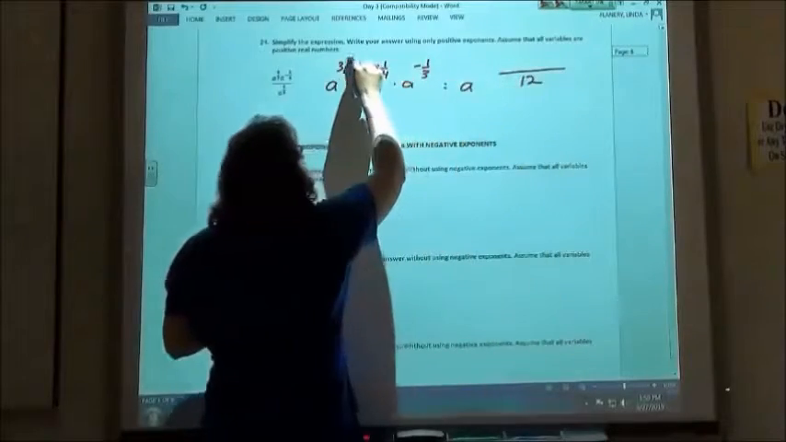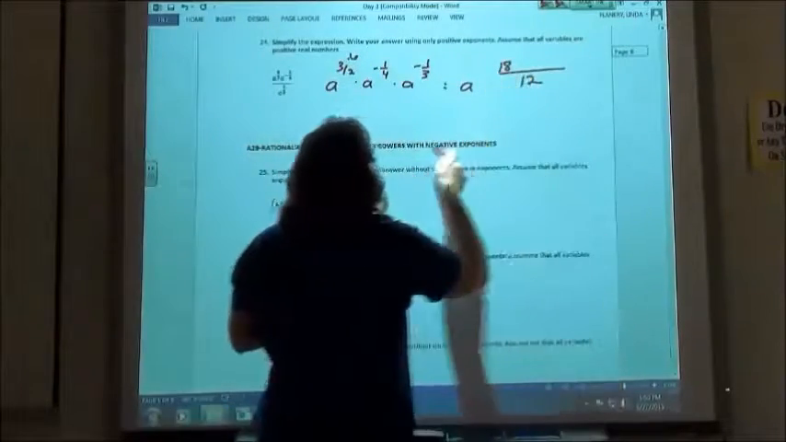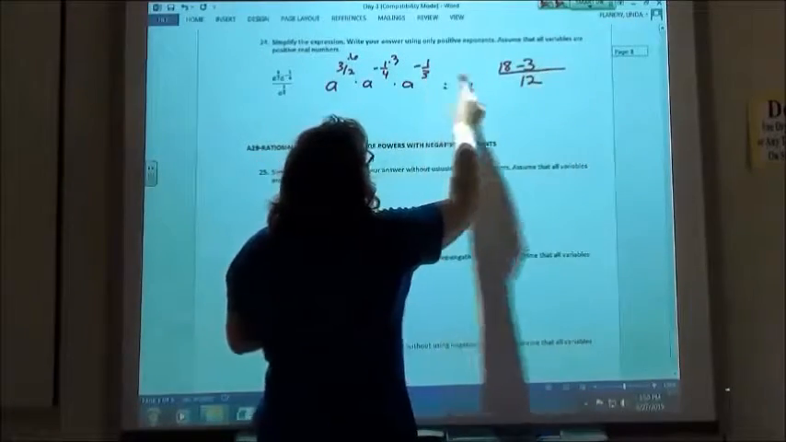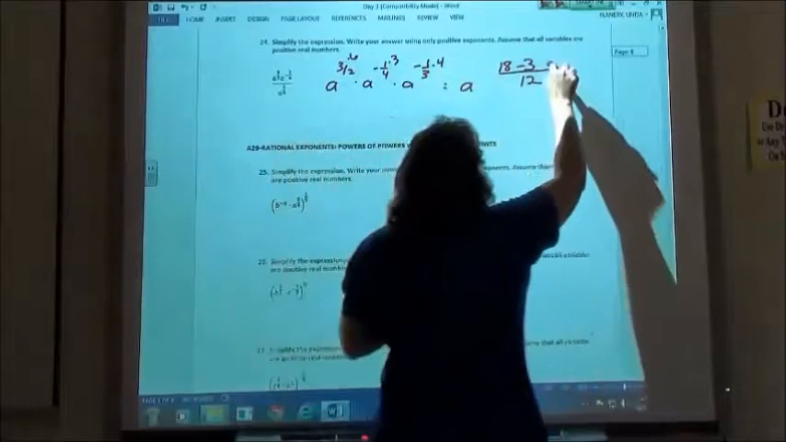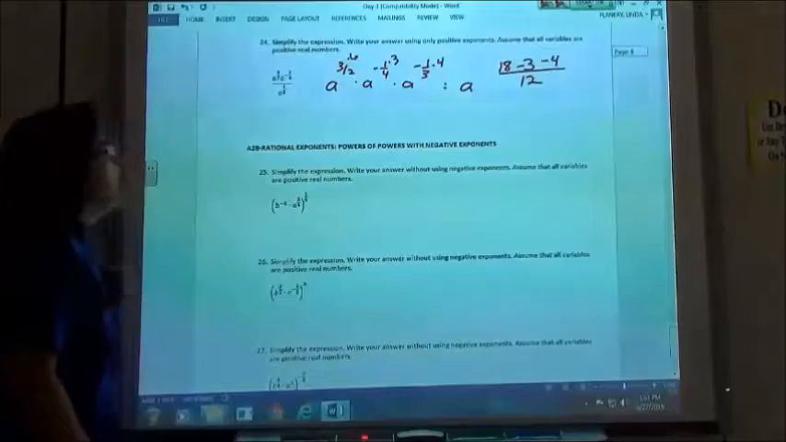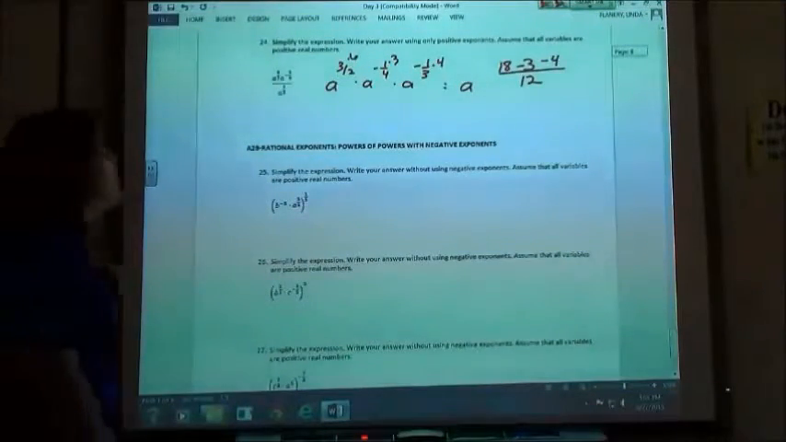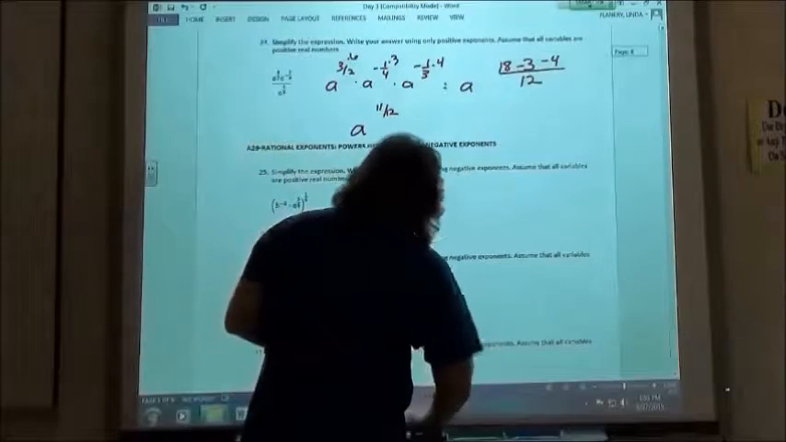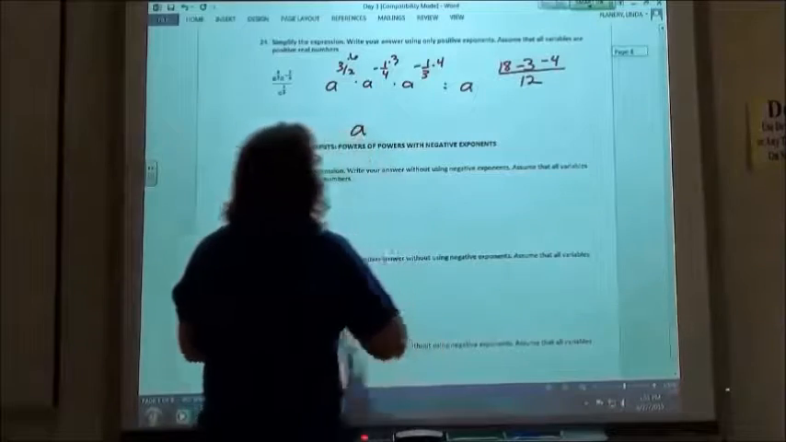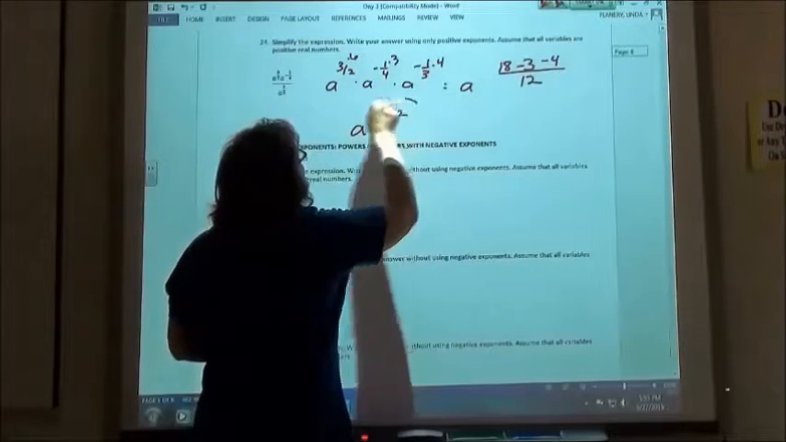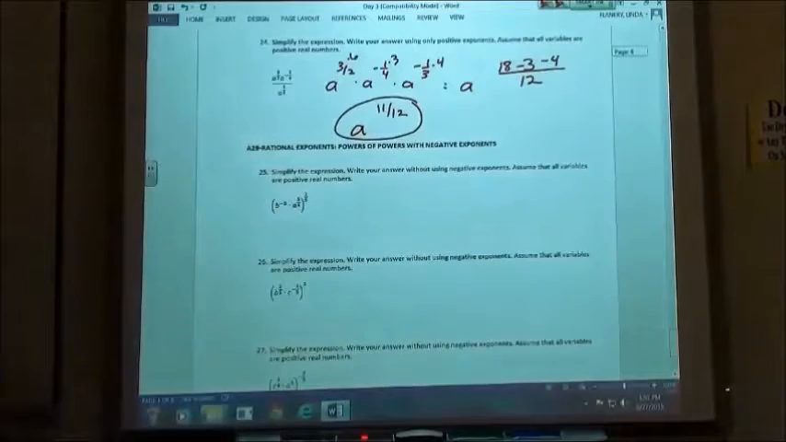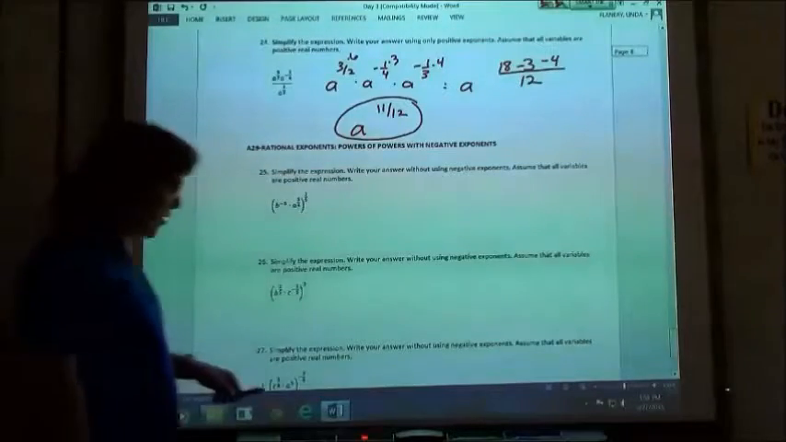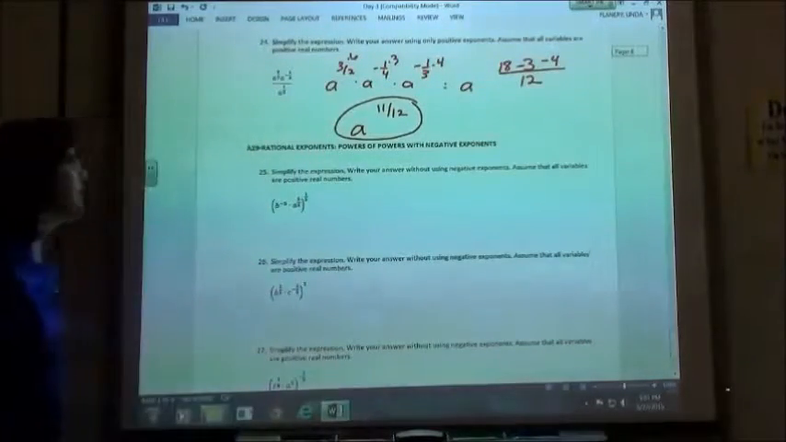2 goes into 12 6 times, times 3 is 18. 4 goes into 12 3 times, times minus 1 would be minus 3. 3 goes into 12 4 times, times minus 1 would be minus 4. So 18 minus 3 minus 4 would give me 11/12. So a to the 11/12 is going to be my answer. Now it looks normal. Make sure you write it so that the exponent is raised, not right behind there. Otherwise it looks like a times 11/12, not a to the 11/12 power. That should be your exponent.